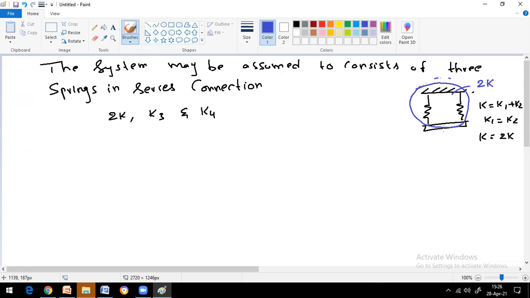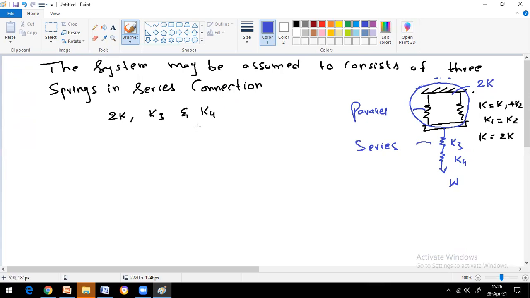But what happens here? These are two springs, K3 and K4. I have to consider them as springs connected in series. So this is the parallel, and this is the series, for this load. That's why the parallel springs are considered as 2K, with K3 and K4. By that, the whole system was segregated into 3 springs which are in series connection.